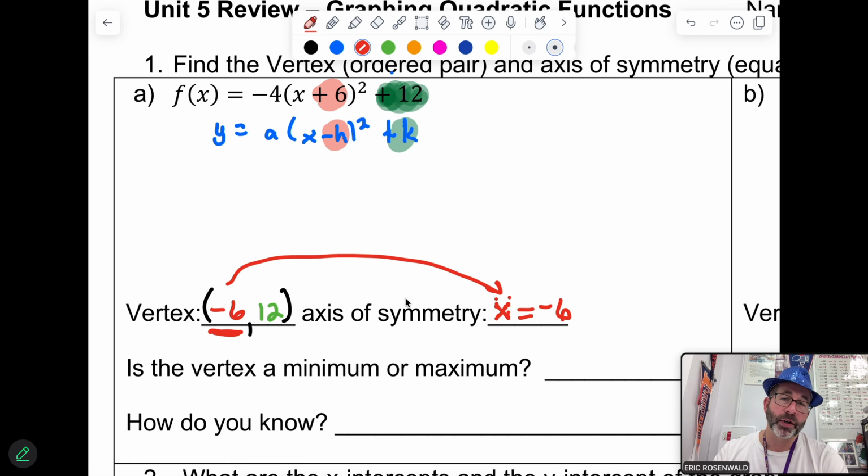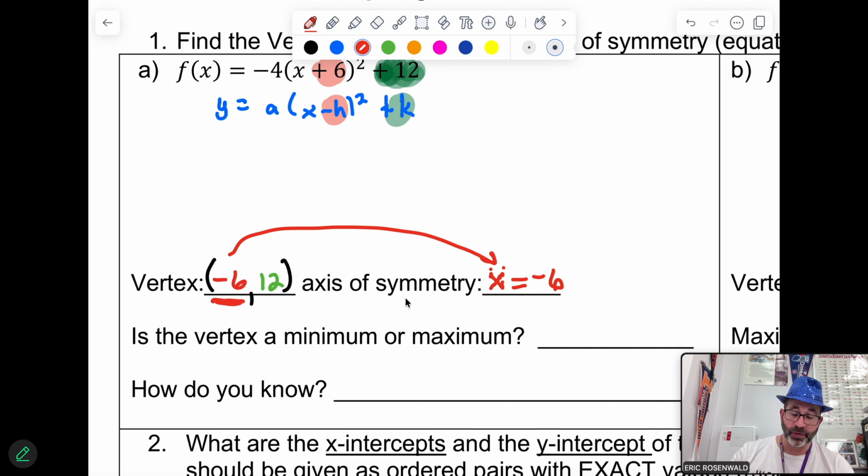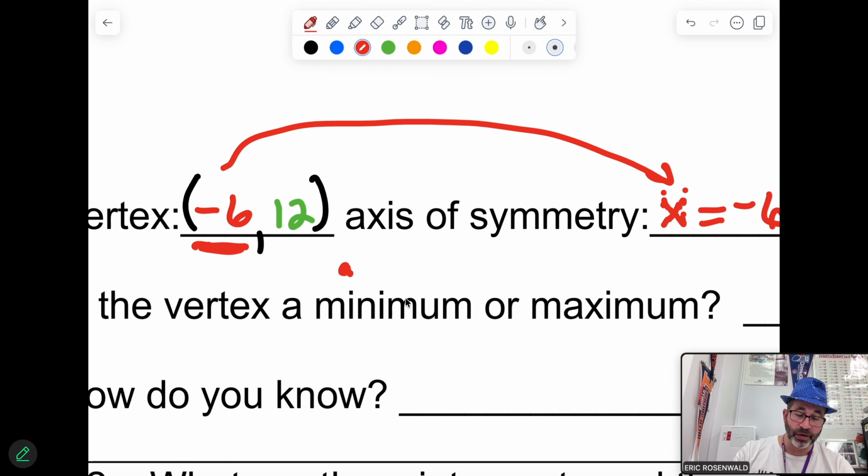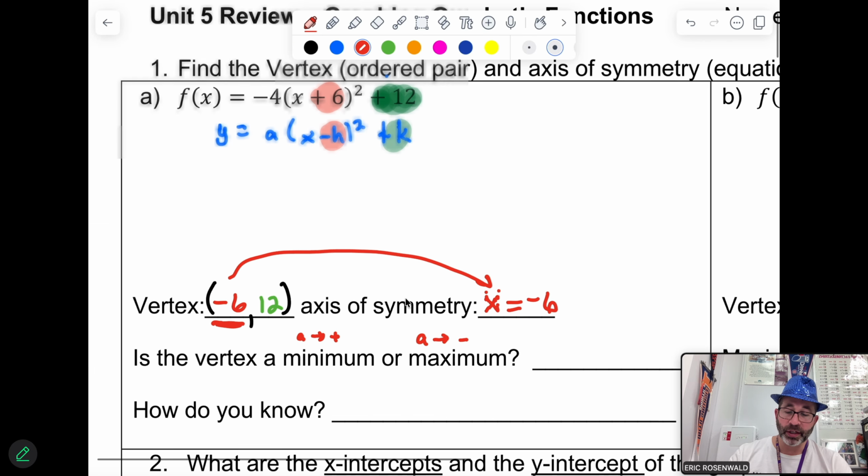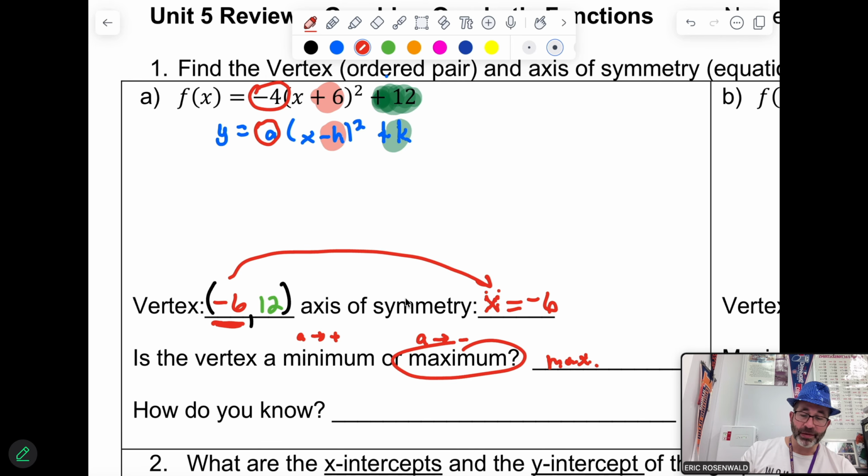When we look at the vertex, the question is, is it a maximum or a minimum? We have two different options. It is a minimum if the a value is positive, and it is a maximum if the a value is negative. The a value provided in the problem is negative 4. That means this is a maximum, and the maximum y value is from the vertex, which is 12. How do we know that's a maximum? a is negative.